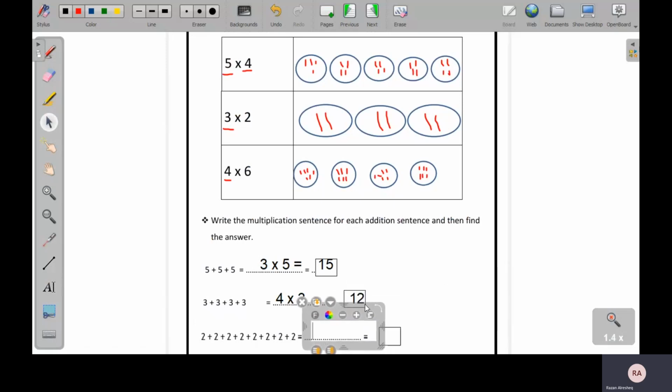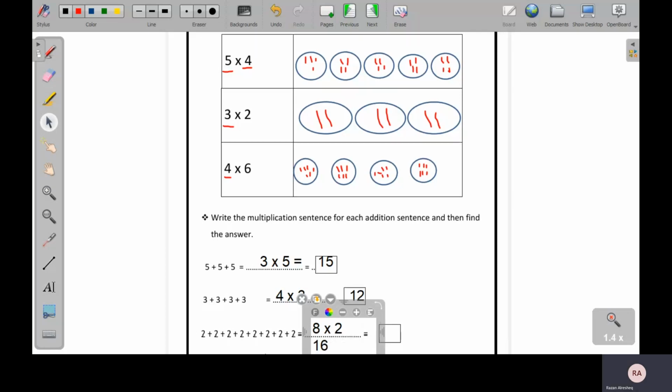Now, my last one, let's see what we have here. Here we have 2 plus 2 plus 2 plus 2 plus 2 plus 2 plus 2 plus 2. It's a long repeated addition sentence. Now here, let's count. 1, 2, 3, 4, 5, 6, 7, 8. I have 8 groups of 2. So what I do is I take 8 and I multiply it by the number inside, which is 2. And that's going to give me my answer, which is going to be 16.